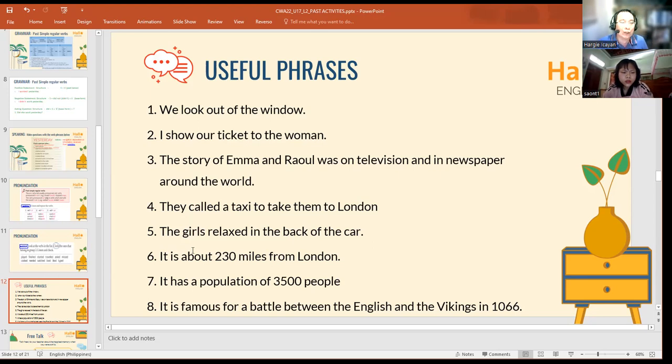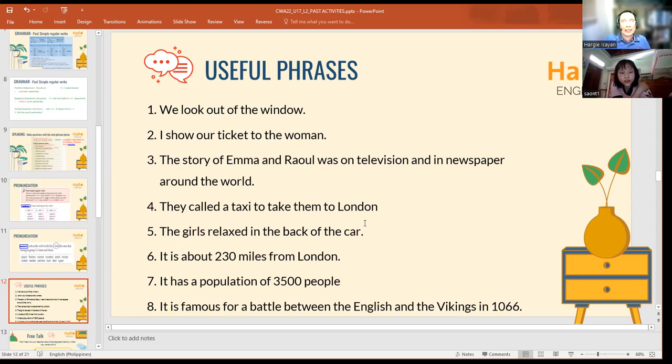Next, the girls relaxed in the back of the car. So what does it mean? I think it means in the back. The back is the back seat, the behind. I think the two people call the taxi to London and she relaxes in the car, waiting to get to London.